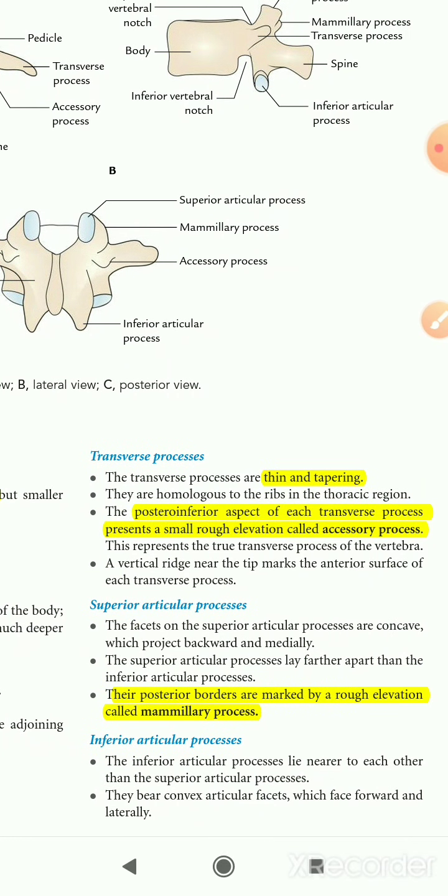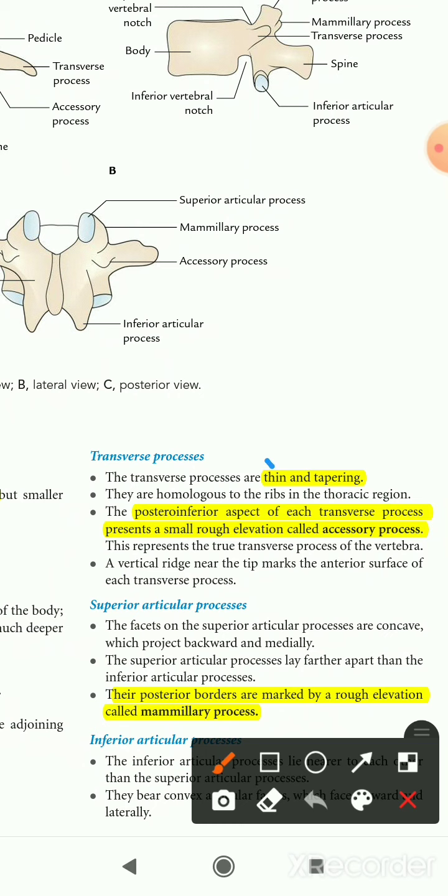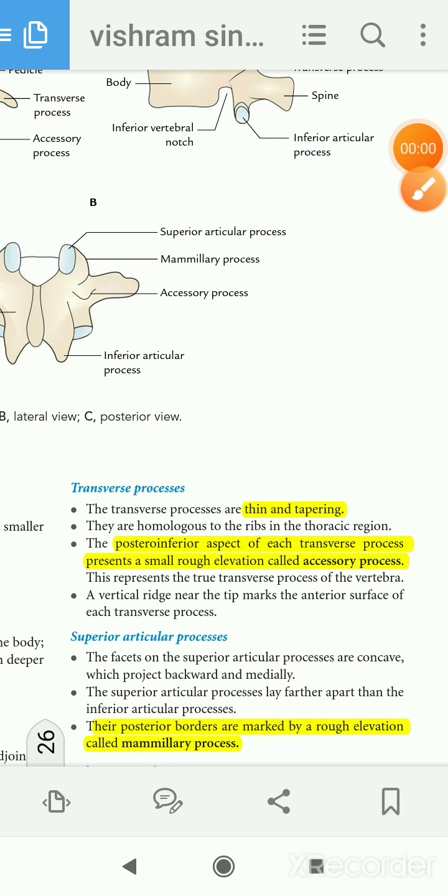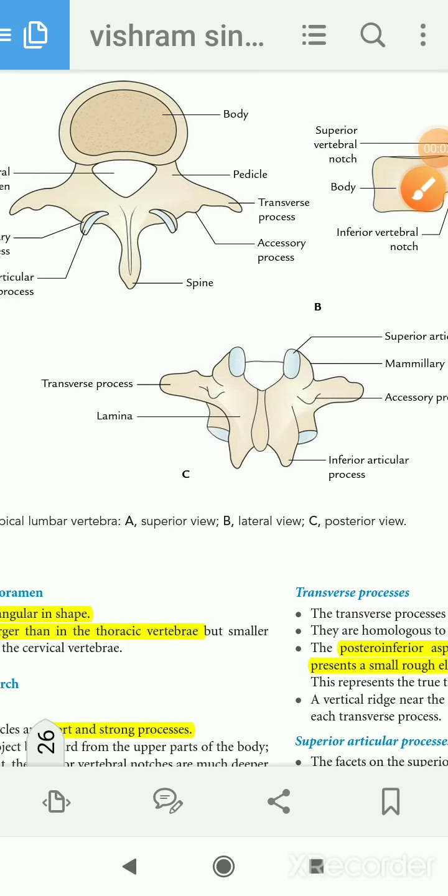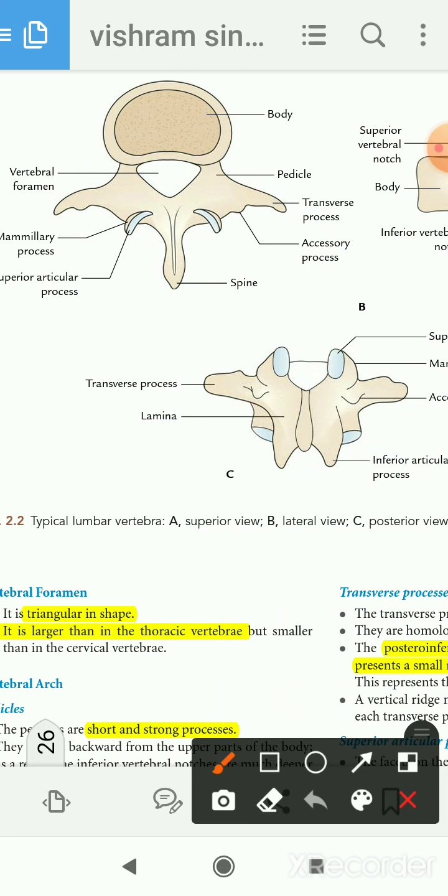Now come to the transverse processes. The transverse processes are thin and tapering, and the posterior inferior aspect of each transverse process presents a small rough elevation called the accessory process. Let's see the transverse process. Look at that, the transverse process is thin, and it looks like a tapering end, and on the posterior surface it presents a small rough elevation which is known as the accessory process.